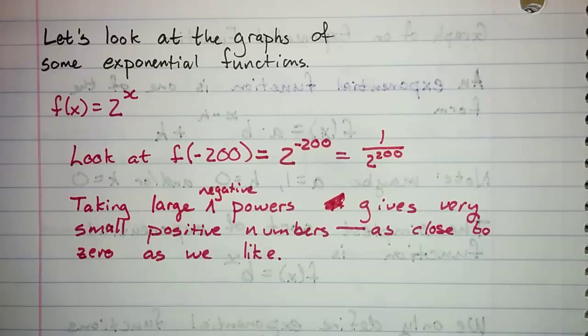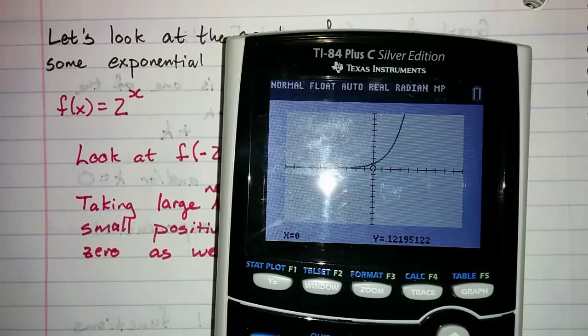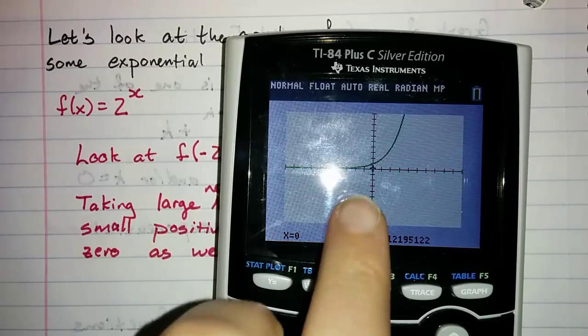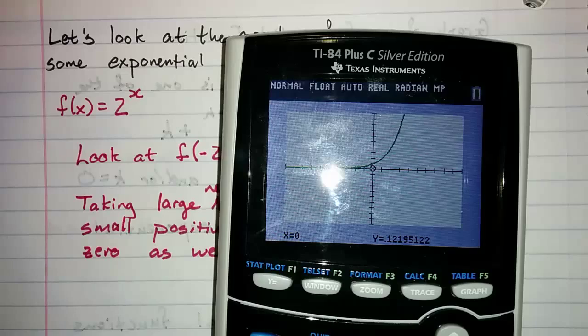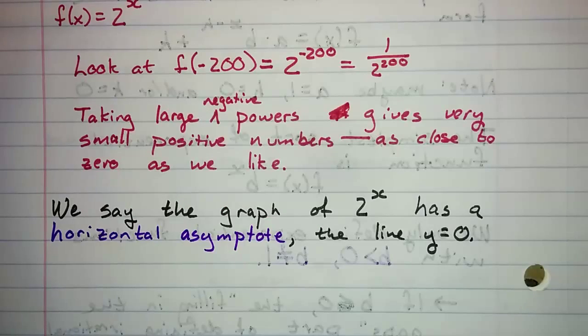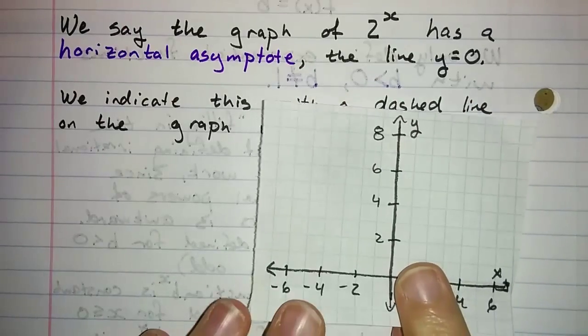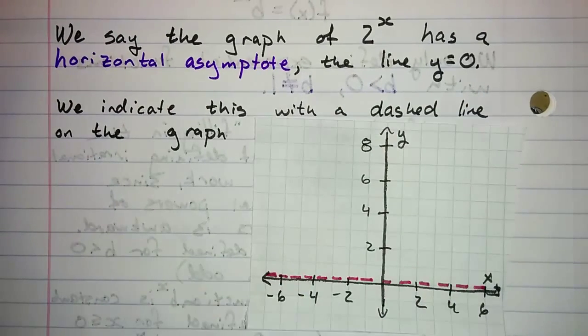So that means this graph here isn't sitting in the x-axis. It's just getting very, very close, never quite getting there. How do we describe this situation? We see the graph of 2 to the x has a horizontal asymptote in the line y equals 0. When we're drawing this graph, so here we have a set of axes, and here we have a horizontal asymptote lying in the x-axis. Now, let's think about what points might be on this graph.